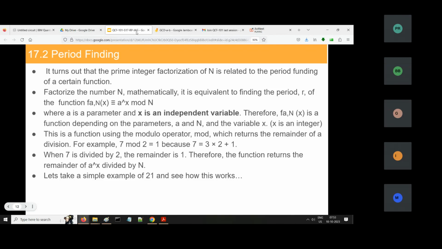All three are integers. For example, if I say 7 mod 2 equals 1, it means 7 equals 3 into 2 plus 1. When we are factoring using the modular operator, here the mod operator is mod 2. For 7 mod 2, 2 into 3 is 6, so only 1 is left over. So the remainder of 7 mod 2 is 1. The function returns the remainder of a raised to x divided by n. So the function f_{a,n}(x) is nothing but a raised to x mod n. Let's now take another example, 21, to show how this works. Next slide.